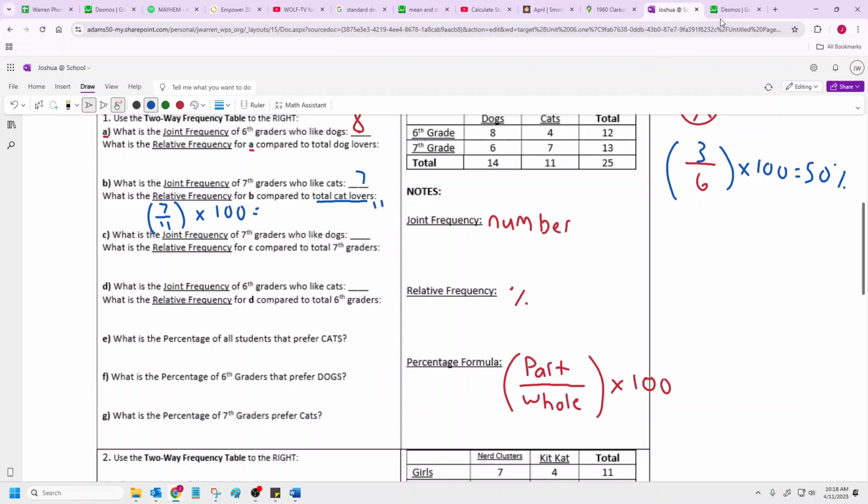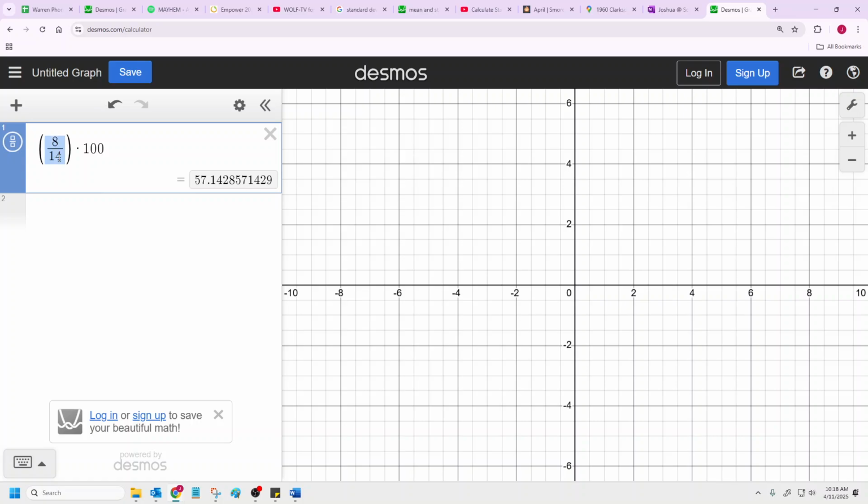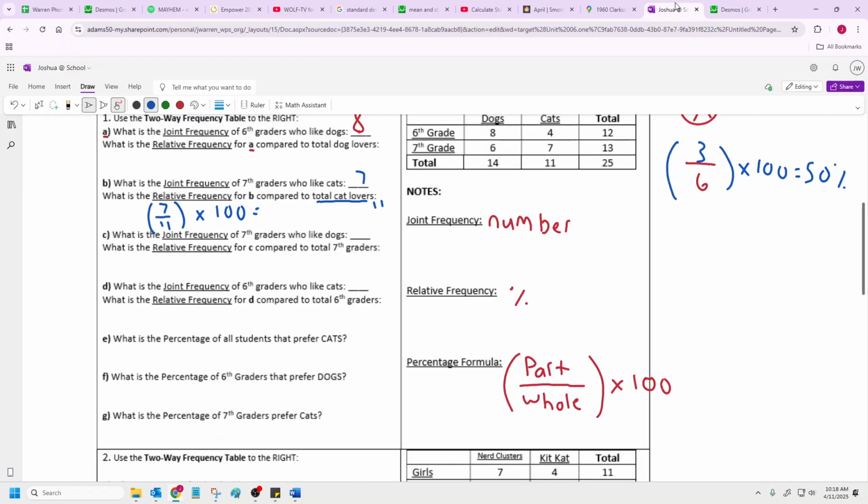Let's go over here and check our Desmos, and we get 7 divided by 11. 7 divided by 11 right here ends up giving us 63.64%. I'm going to round up, 63.64%. But I don't want those decimals on this assignment. And if you aren't given instructions on what to do, look at my mistake.